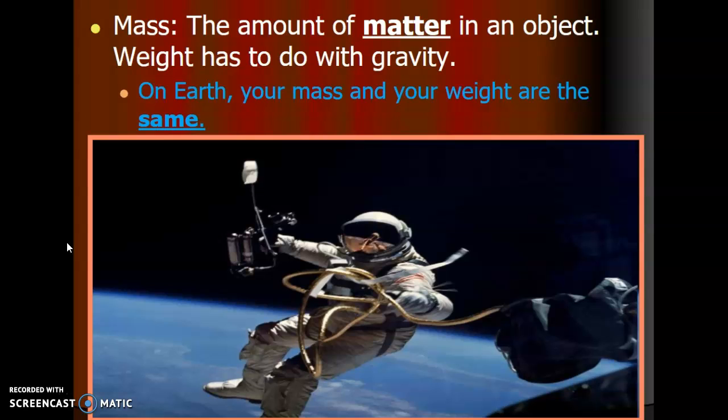Now notice the background on this slide is red. When you have a red background on a slide, that means there's something on your homework page that you can fill in using the information on this slide.